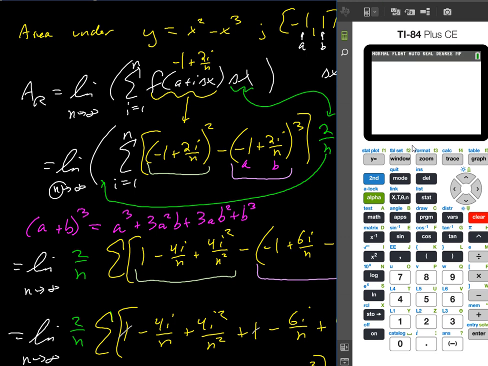There's a couple of ways to do it, in fact. We could do it graphically. We could go to y equals and graph the function x squared minus x cubed. Let's do it right. We want to graph this from -1 to 1, so what could I make my window? I don't want to go too far, it's going to get big fast. I'm going to go -1.5 to 1.5.